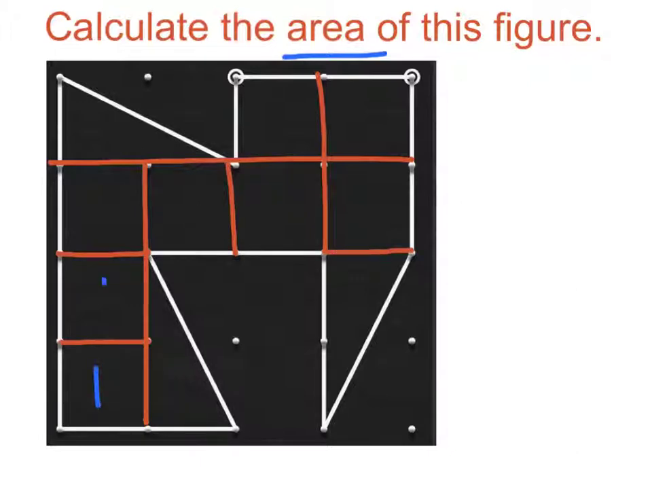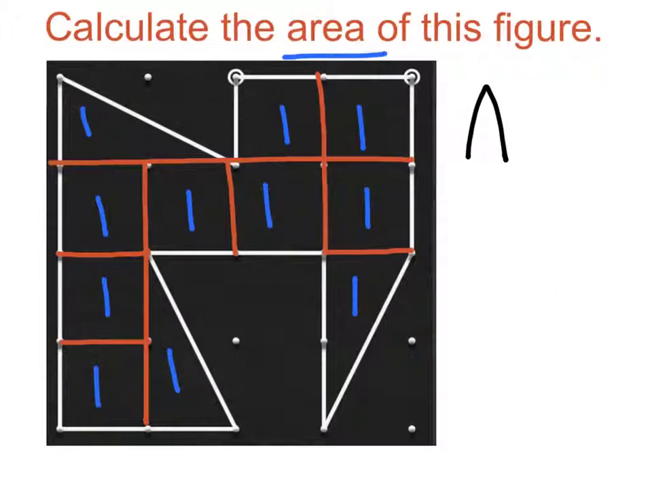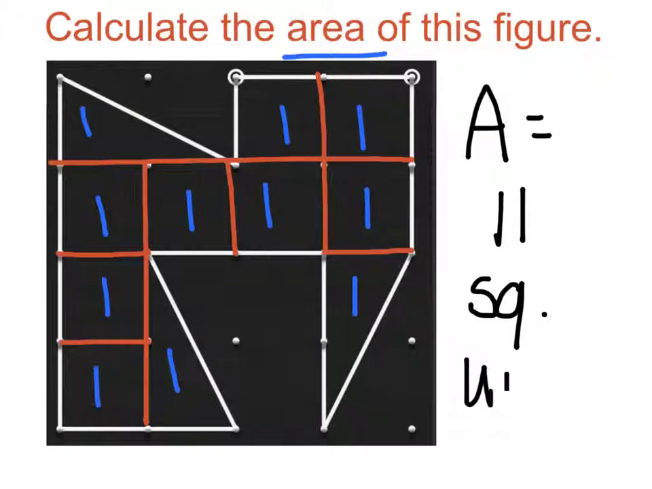We have 1, 2, 3, 4, 5, 6, 7, and 8 individual square units. We also know that each of these three triangles is one square unit because it is half of a 2 square unit. After calculating the area, we know we have 1, 2, 3, 4, 5, 6, 7, 8, 9, 10, 11 square units. So the area of this figure is 11 square units.